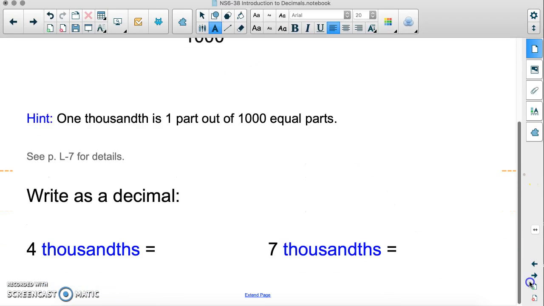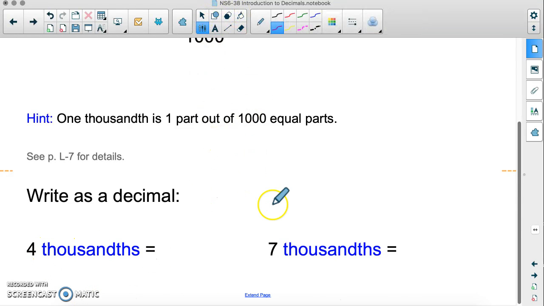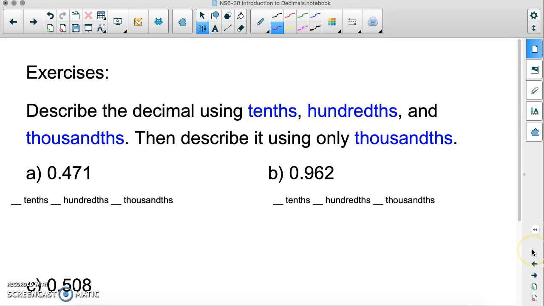So what if I wanted 4 thousandths? How would we write that as a decimal? Well, we would write it as 0.004. It's the third number. If we wanted 7 thousandths, it's 0.007 for 7 thousandths.